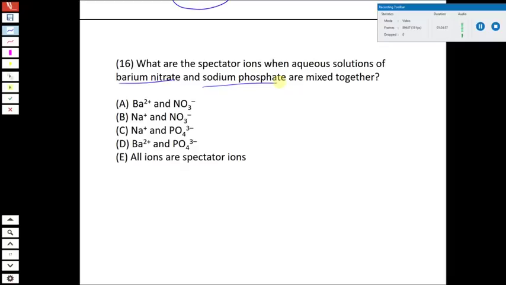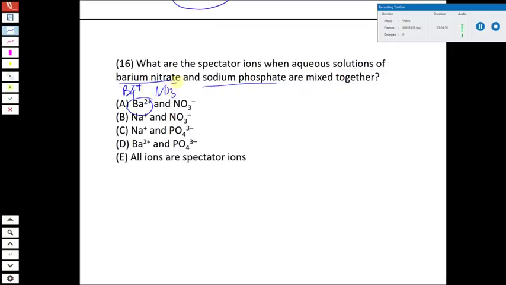So in this situation, we again need to write out the formulas of the two reactants, predict the two products, decide whether or not they're soluble or insoluble. All right, so barium nitrate is going to be barium 2 plus. I gave that to you in the answer choices. So you know that barium is Ba and it's 2 plus, nitrate is NO3 minus.